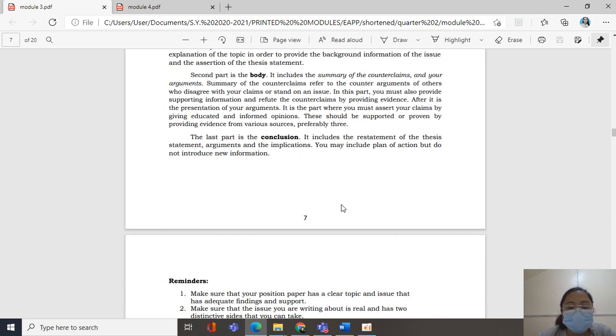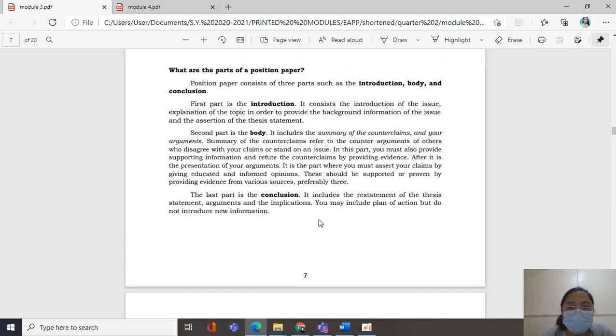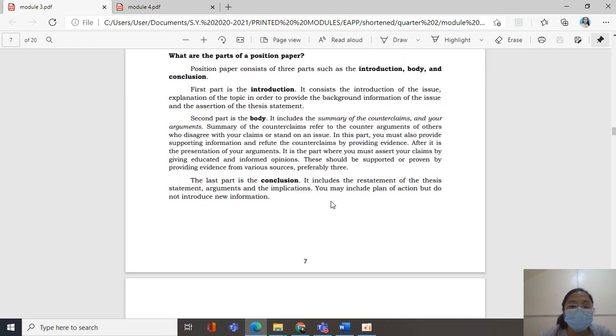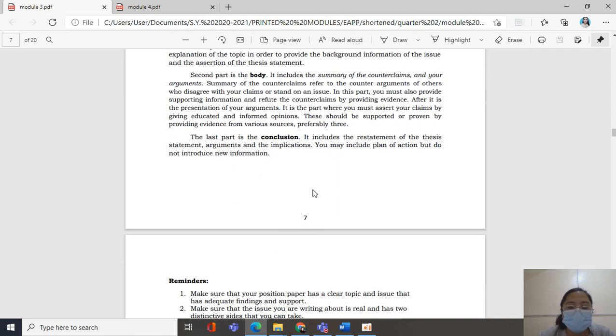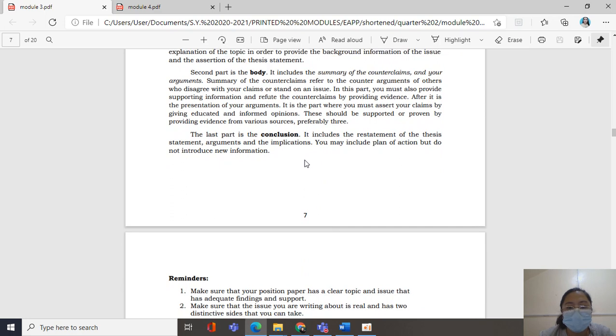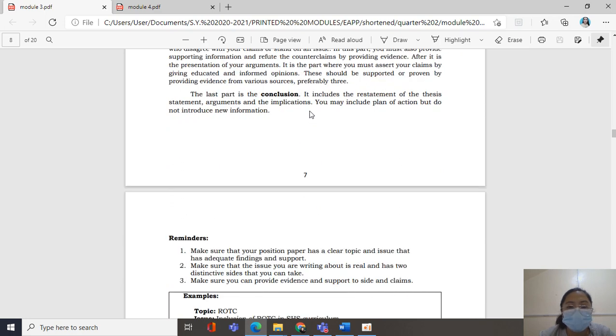Okay, now let's proceed to the third and the last part of your position paper, which is the conclusion. Now, what must be written in your conclusion? For the conclusion, you have to indicate the restatement of your thesis statement, the restatement of your arguments and the implications. You don't have to copy what you wrote in your introductory part, but instead you have to rephrase the argument and its implication.